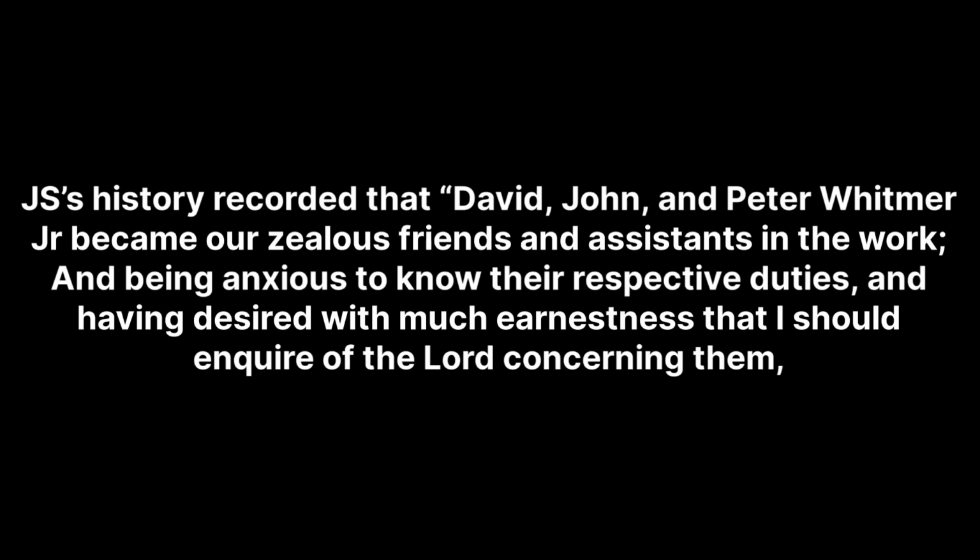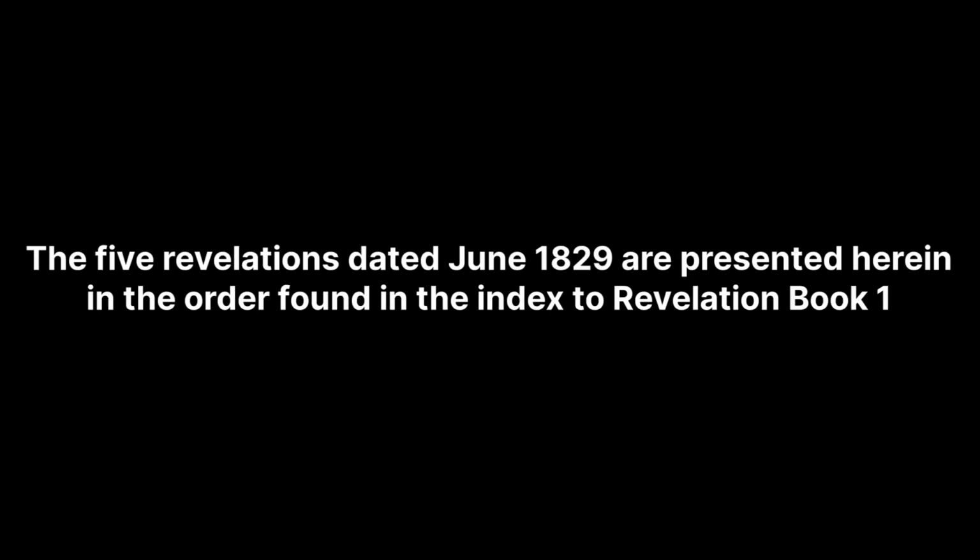Joseph Smith's history recorded that David, John, and Peter Whitmer Jr. became our zealous friends and assistants in the work. And being anxious to know their respective duties, and having desired with much earnestness that I should inquire of the Lord concerning them, I did so, through the means of the Urim and Thummim, and obtained for them in succession the following revelations, referring to this revelation and the June 1829 revelations directed to John Whitmer and Peter Whitmer Jr.